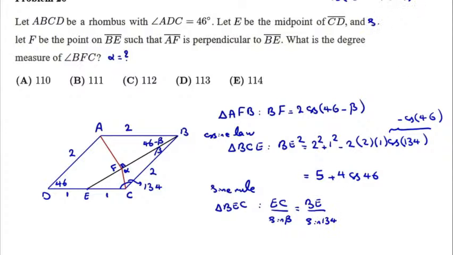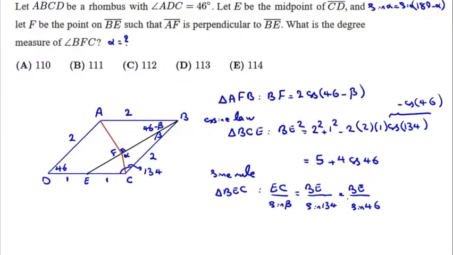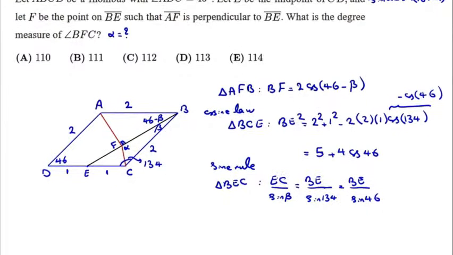We know that sine alpha equals sine of 180 minus alpha. If two angles sum to 180, their sines are equal. So it will be B over sine 46. Now, EC is 1. So B equals sine 46.